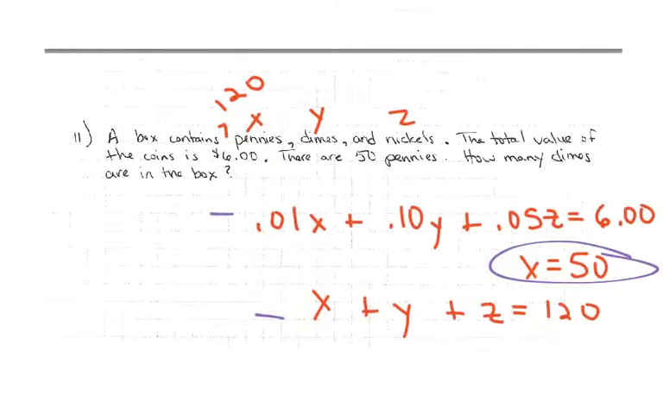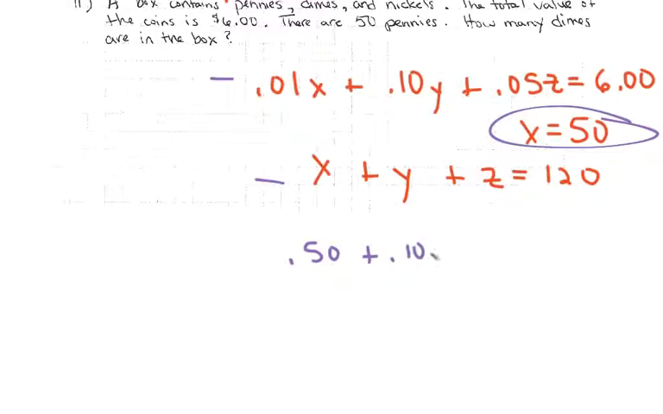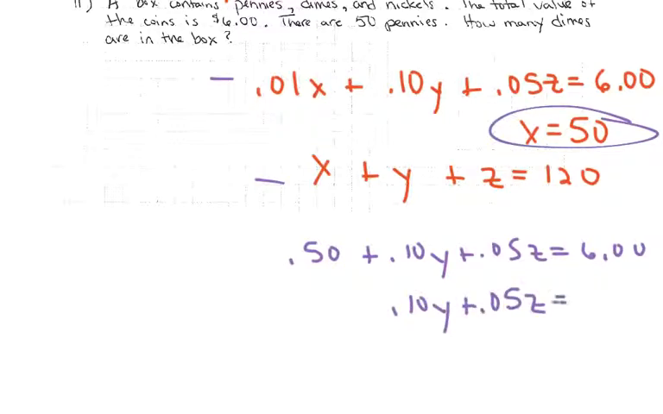Remember, if I have a system in 3 variables, I can only solve it if I get it down to 2 variables. So for the first equation, if I know I have 50 pennies, that's 50 cents. So 50 cents plus 0.10y plus 0.05z is equal to $6. So my equation is 0.10y plus 0.05z is equal to $5.50. For the second equation, x plus y plus z is equal to 120. With 50 pennies, if I plug in 50 here, my second equation is going to be y plus z is equal to 70.